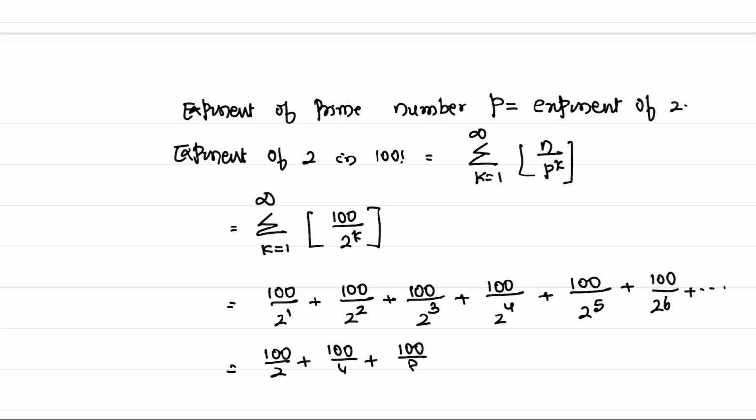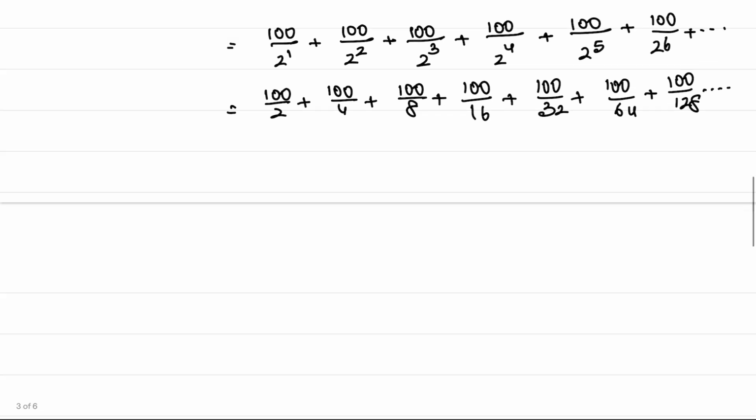This is 100 by 8. This is equal to 100 by 16. This is 100 by 32. This is 100 by 64 plus 100 by 128, and above we will neglect because it is less than 1, because we are interested in only integer numbers. Okay.